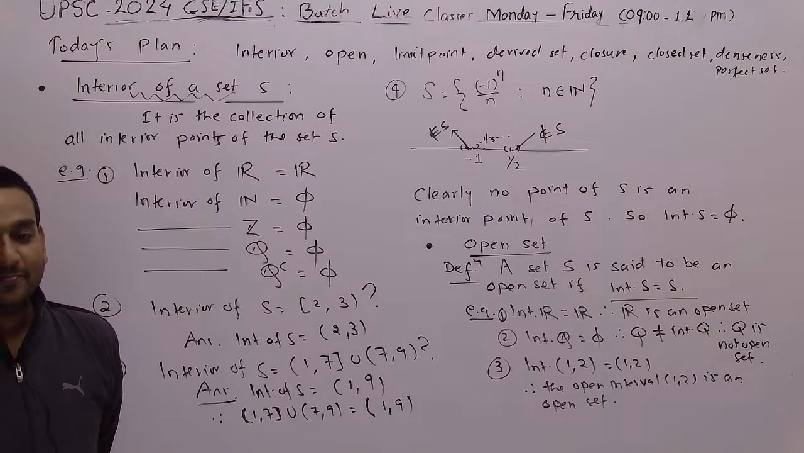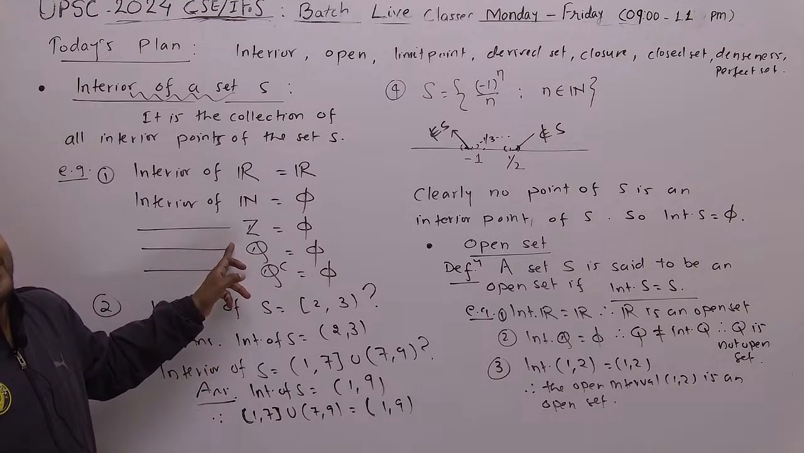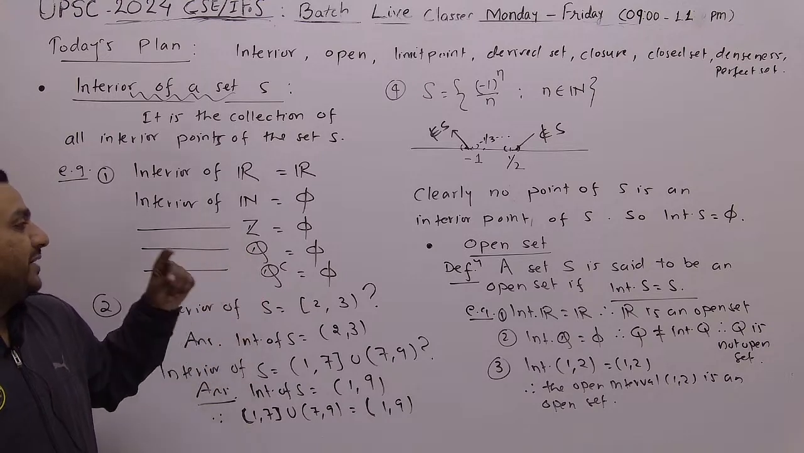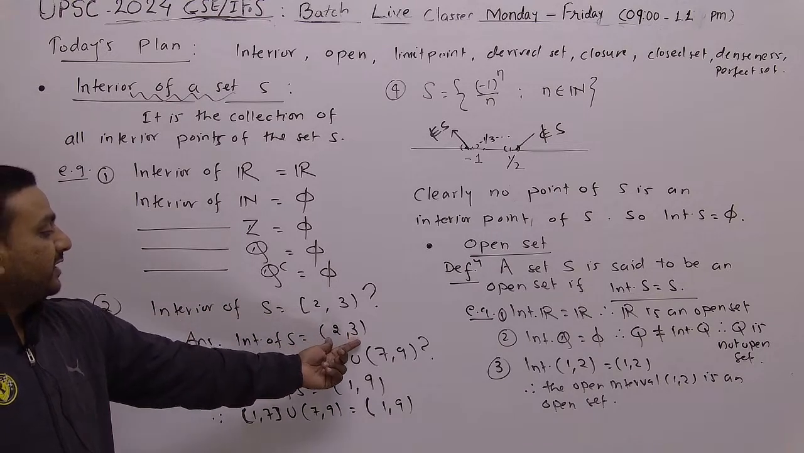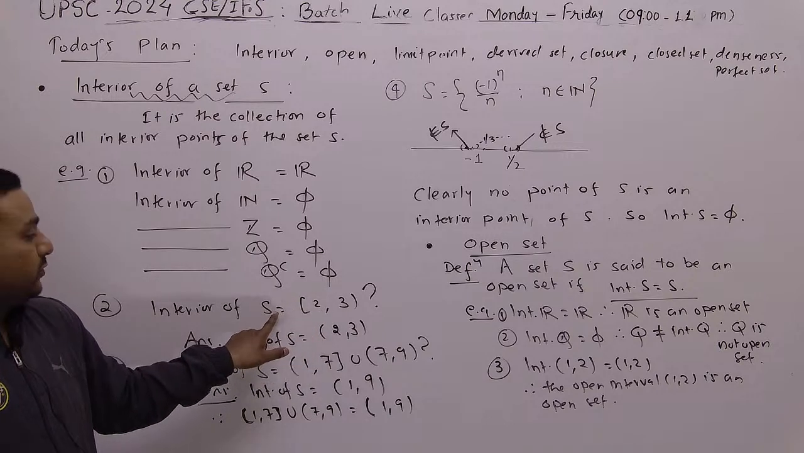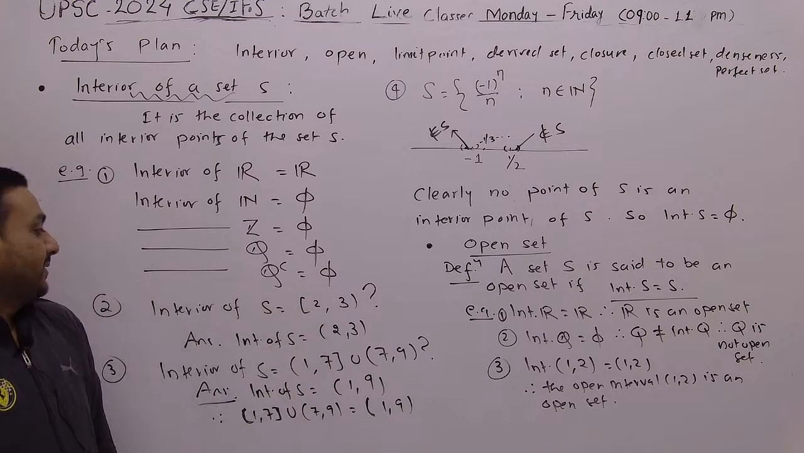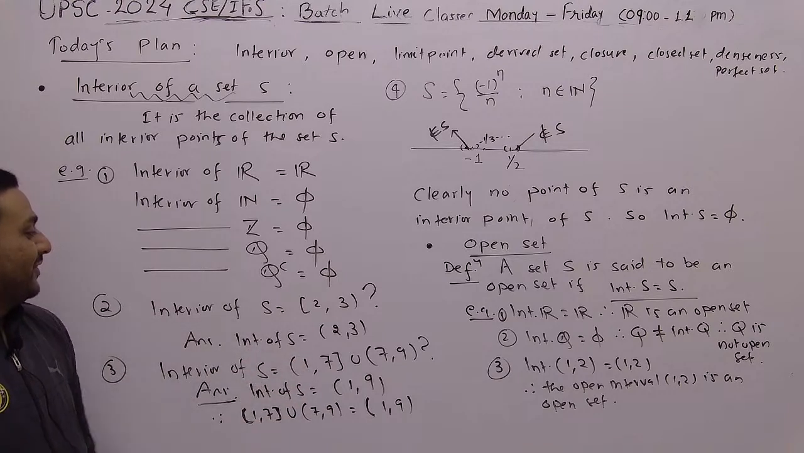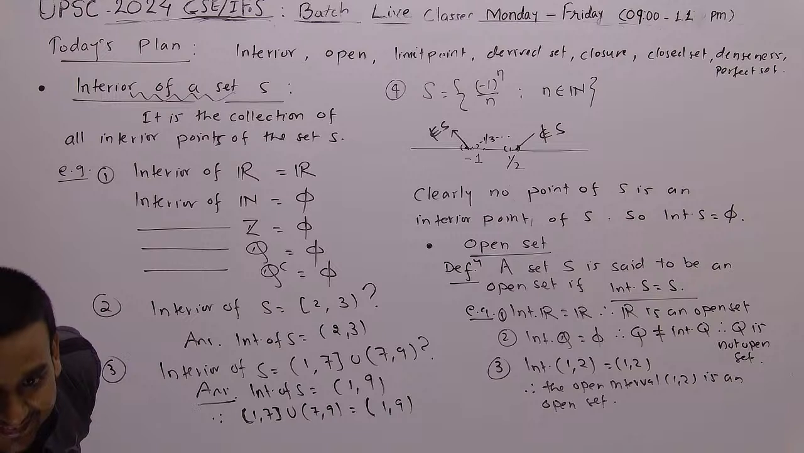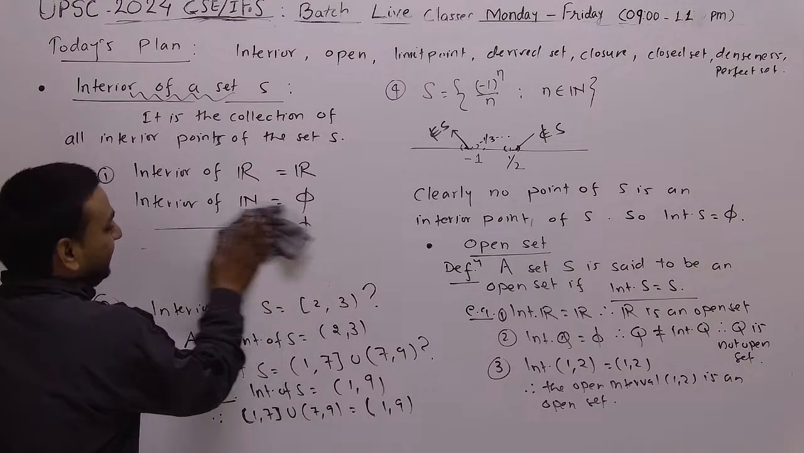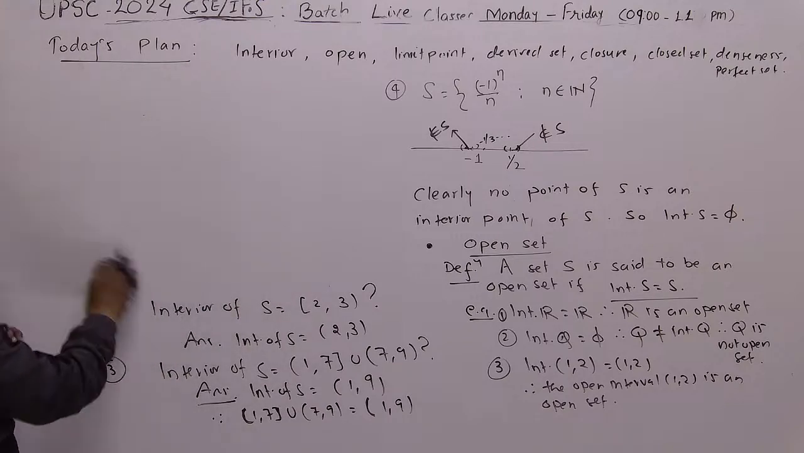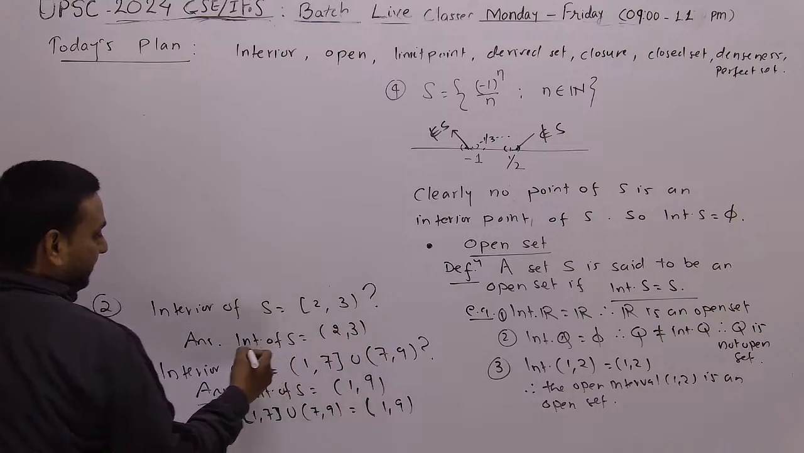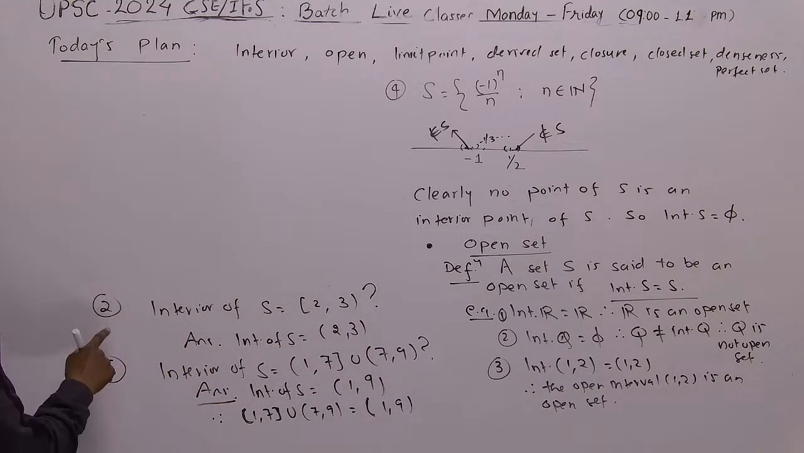Will Z be open? Is Z an open set? No, right. Q complement? No. Is this an open set? No. Why? Because interior of S is not equal to the set, so this is also not an open set. This is a bit interesting. Very good. Keep on writing examples and please check these examples as well.